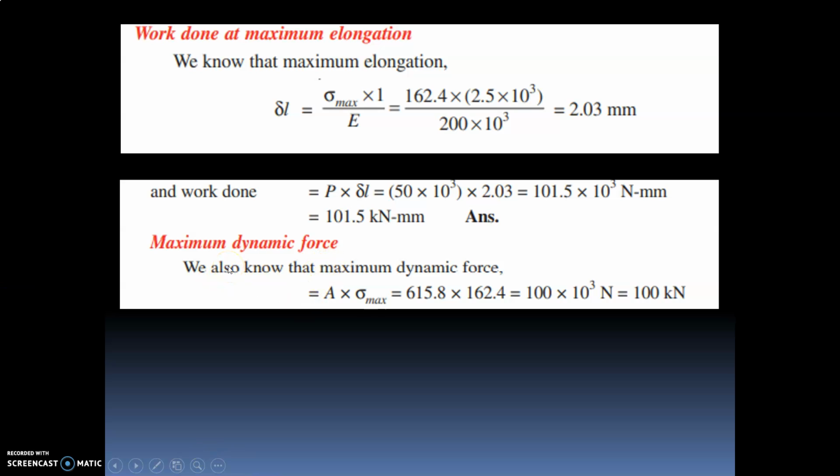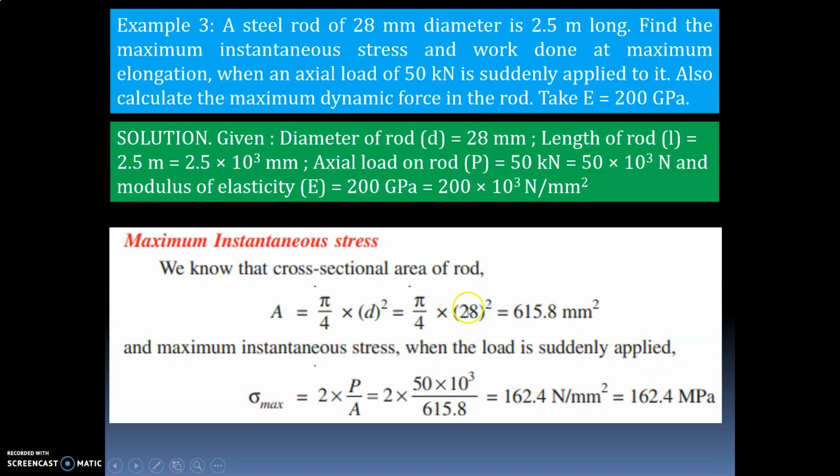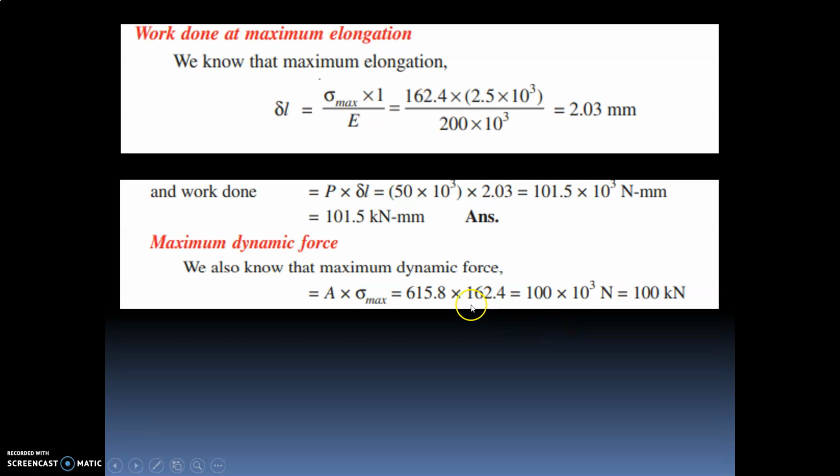After that, it is also asked to calculate the maximum dynamic force. So the force is equal to area into stress. The dynamic force is equal to area into maximum stress. The area calculated here is 615.8, into sigma maximum 162.4. So you get 100 into 10 raised to 3 Newton or 100 kilonewton.